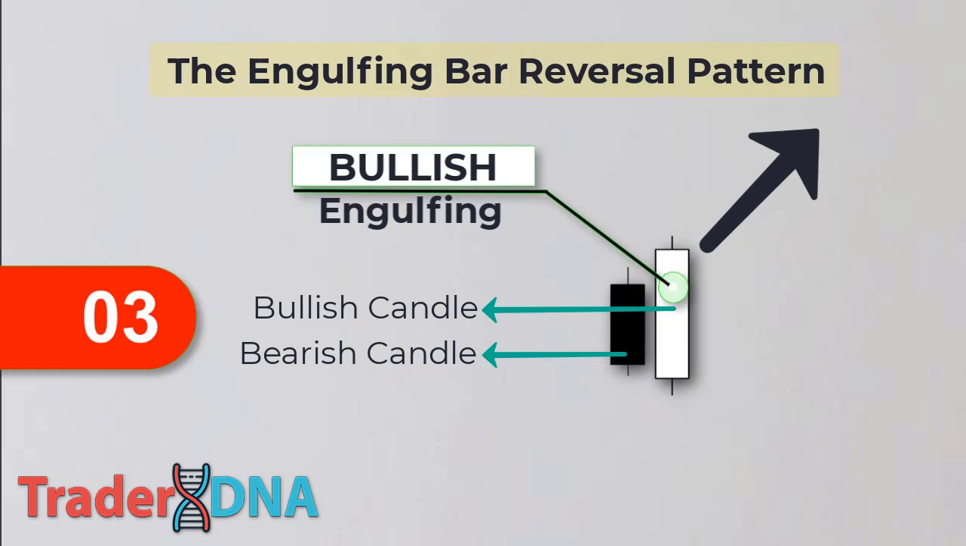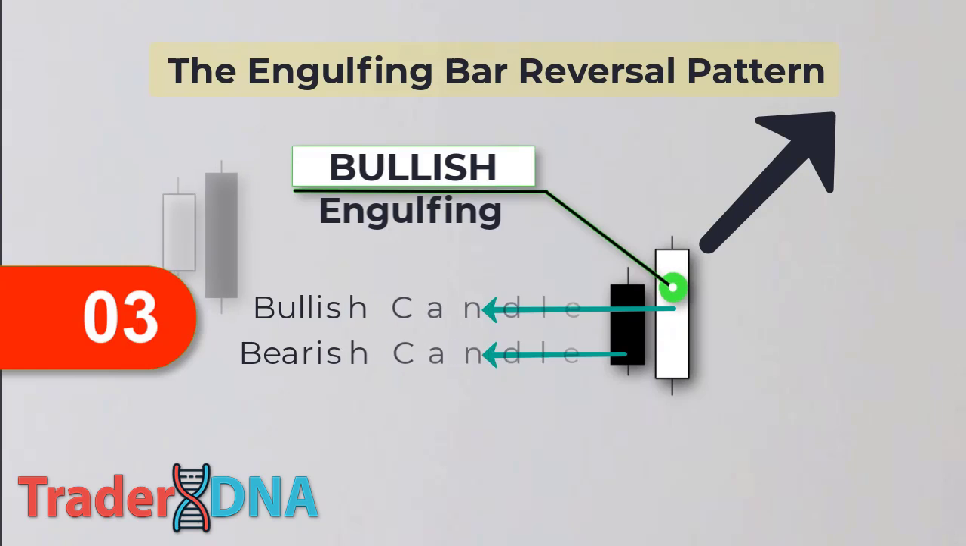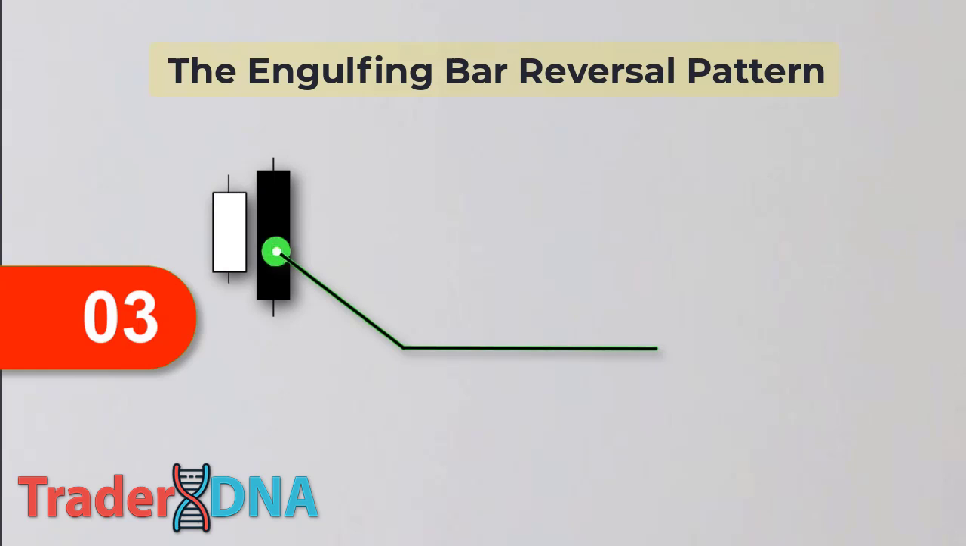Usually, such patterns can be found at the end of a downtrend. In contrast, if the closing price is lower than the opening price and it happens at the end of an uptrend, then it is a bearish engulfing pattern.